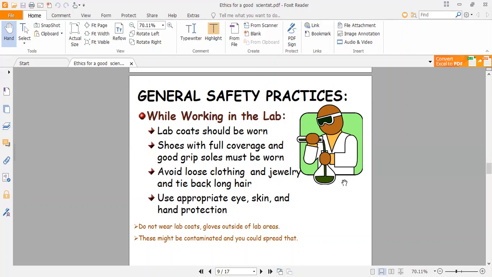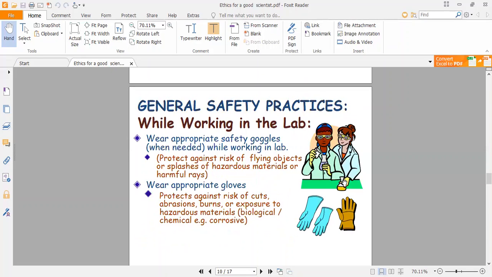And for the eye, skin and hand protection, you must adopt protective measures because these are very sensitive parts. And another thing is that you should not wear lab coats and your gloves outside the lab, because in that way you would contaminate the environment, and you can be a source of spreading contamination outside your lab.